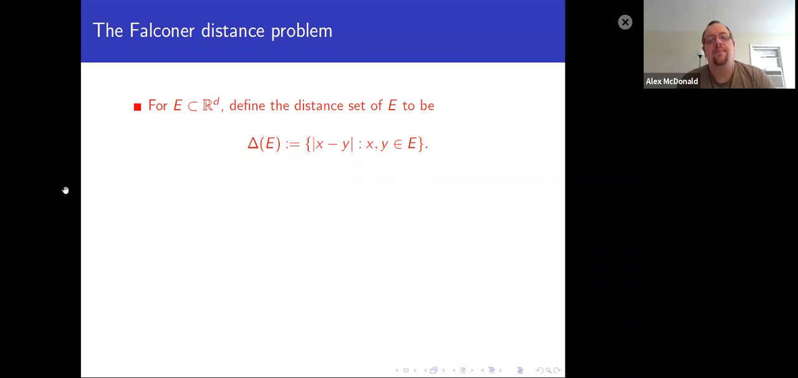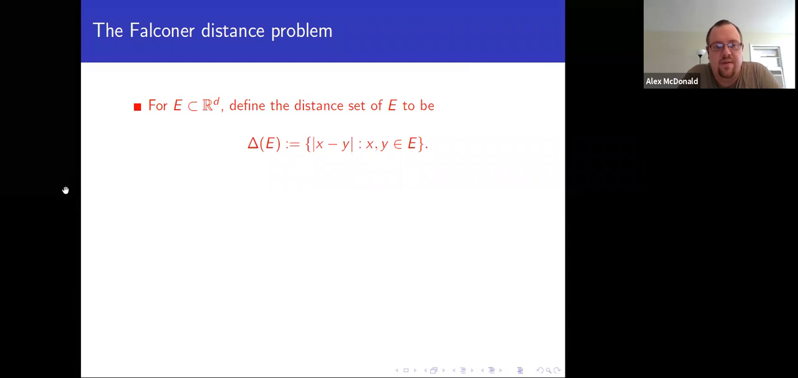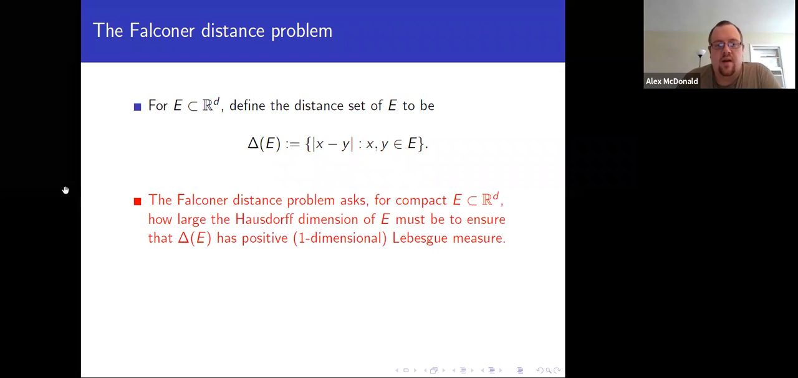Yeah, okay. So I'm going to start by giving a quick overview of the Falconer distance problem, which is one of the early and big motivating problems for the stuff I'm going to be talking about. So for a set E in R^d, define the distance set of E to be simply the set of real numbers that you get looking at all the pointwise distances between any pair of points in E. The Falconer distance problem asks, so say E is a compact set, how large must the Hausdorff dimension of E be to ensure that the distance set has positive Lebesgue measure? So it's a subset of the real line. So we're looking at positive one-dimensional Lebesgue measure.